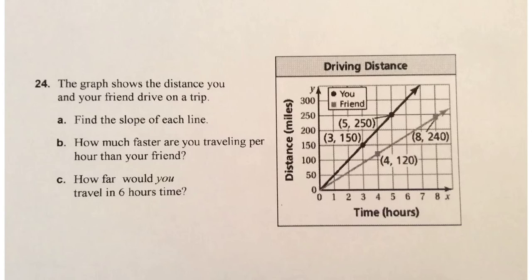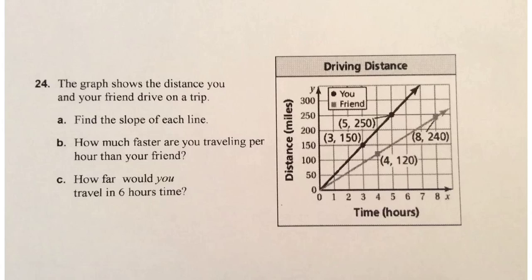Okay, for number 24, the graph shows the distance you and your friend drive on a trip. Find the slope of each line. So, the slope of the U line, that's the dark line. Remember, it's rise over run. Also note that these are going up by 50. So you have to go up by 50 every time it goes up a line. Or you could do change in Y over change in X to find the slope of the U line. You also have to find the slope of the friend line, which is the lighter line. Same thing. Now they're not right on a line as far as going on the horizontal line. So change in Y, subtract the second numbers, over change in X, subtract the first numbers in the coordinates. Once you find that slope, and you should simplify it, it makes B a little easier.